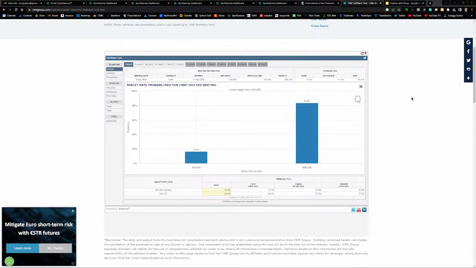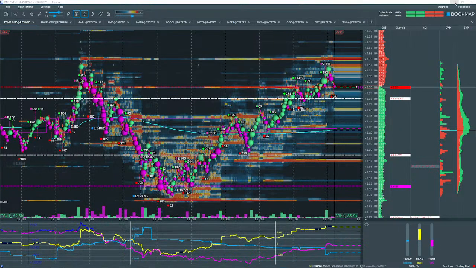All right, let's take a look at charts now and get started with positional analysis. This should set the stage for the announcement at 2 p.m. All right, so first of all, this is the S&P.